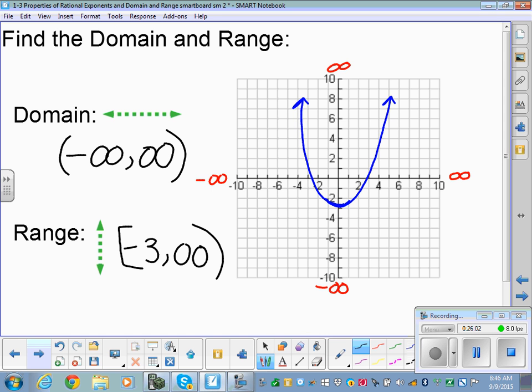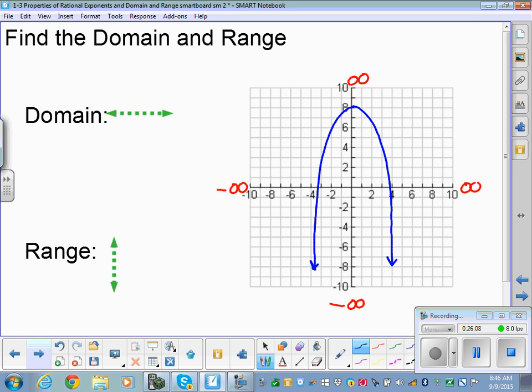Let's do some more examples and you'll see more of what we're looking at here. So let's look at this one, guys.